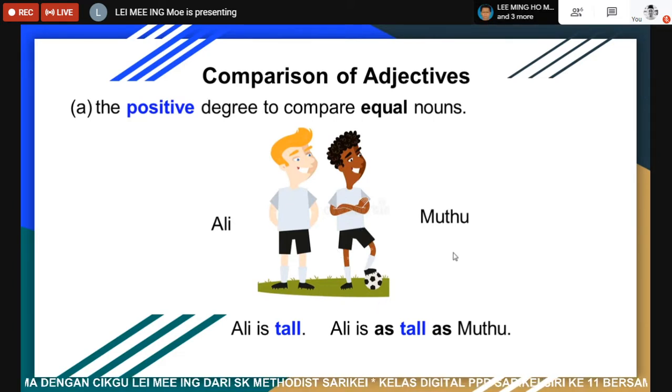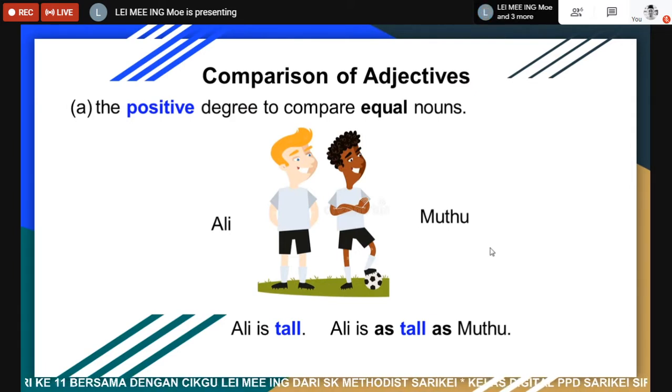So normally in our positive degree sentence, you can see as and as in your sentence. And we maintain the spelling of the adjective. You can see as and as in your positive degree sentence.